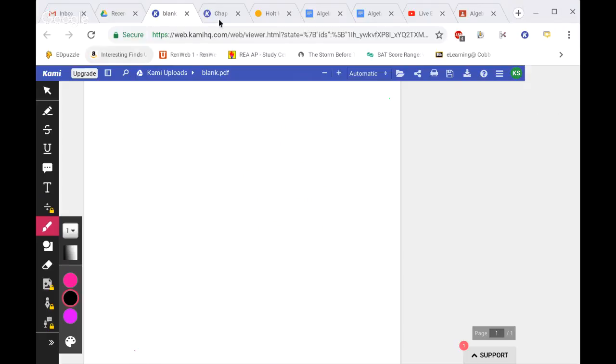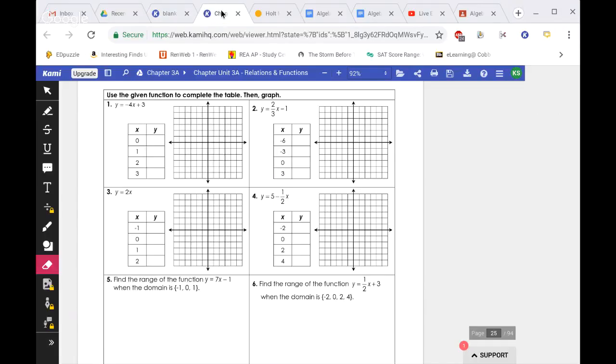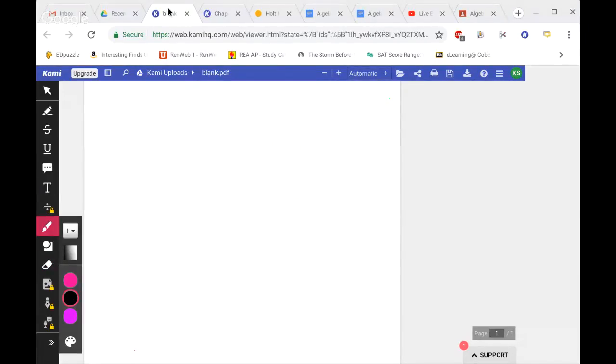Okay. We got y equals negative 4x plus 3.